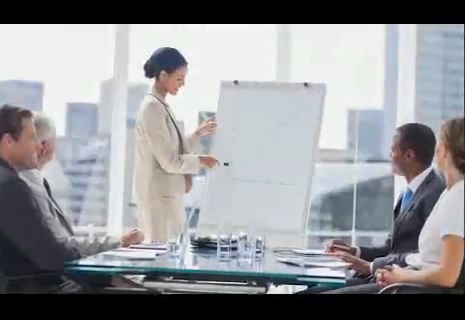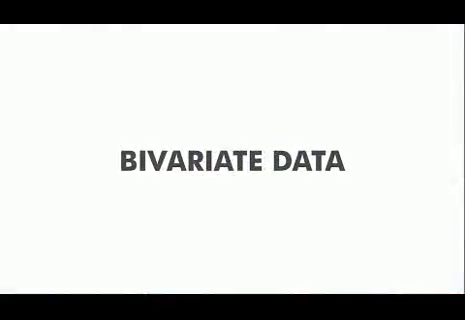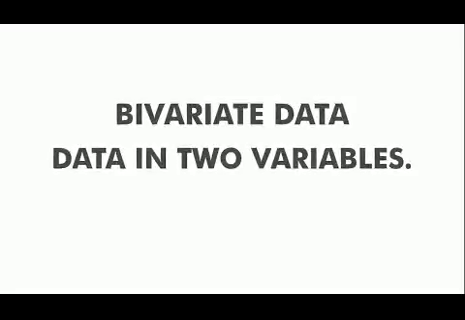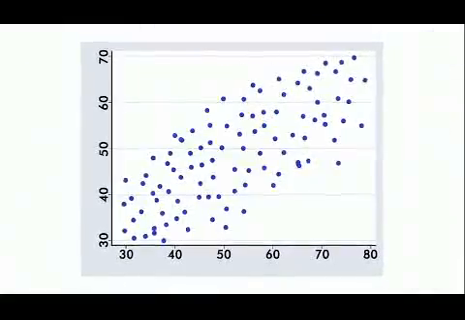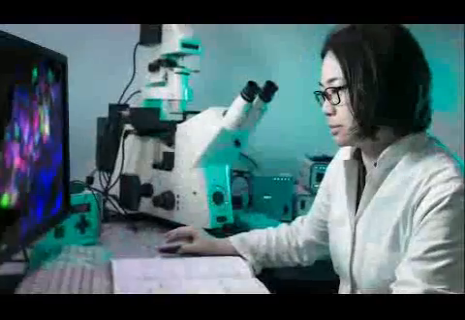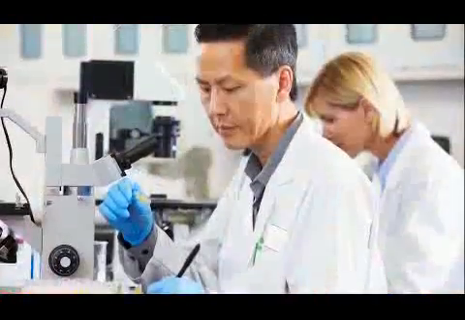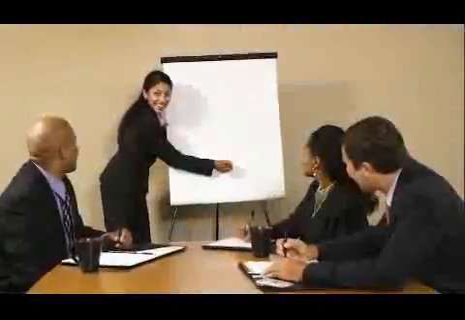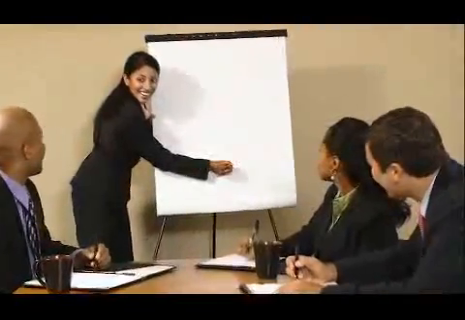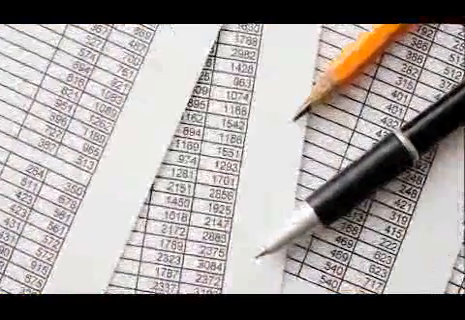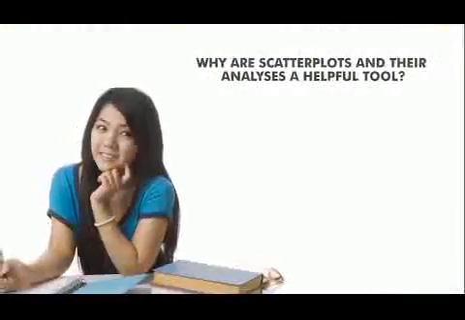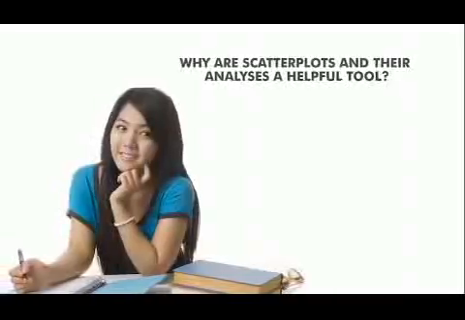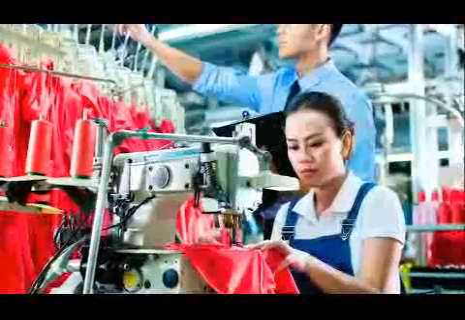A scatter plot is a type of graph which allows the viewer to see a representation of bivariate data, meaning data in two variables. Scatter plots can be a very useful tool to researchers, business owners, scientists, statisticians, and many other groups who wish to investigate whether or not two quantities are associated with one another or tend to show up together. Why are scatter plots and their analyses a helpful tool? Let's take a look at an example to find out.